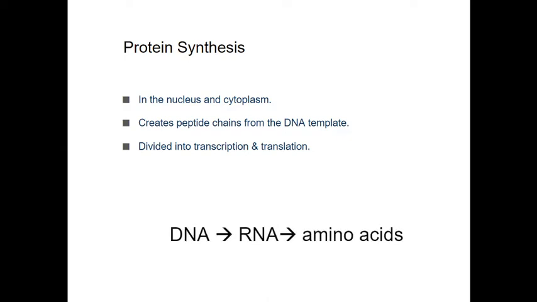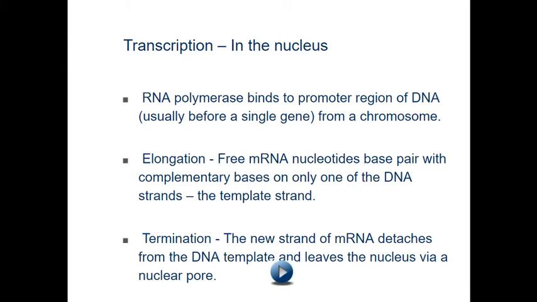Overall, the DNA molecule itself is converted into RNA, or a copy is produced in RNA, and then that codes for amino acids. The first step is transcription. Transcription occurs in the nucleus of the cell where the DNA is found. RNA polymerase binds to the promoter region of DNA. This is usually before a single gene of a chromosome.